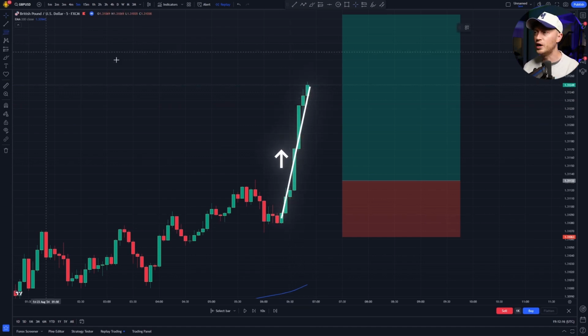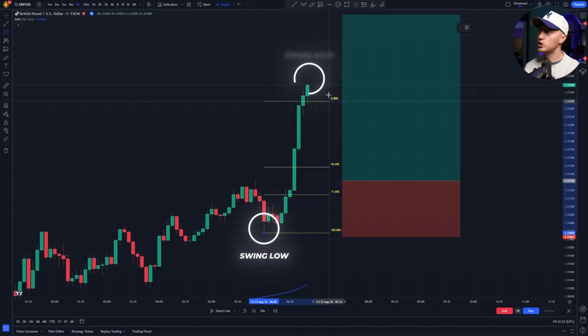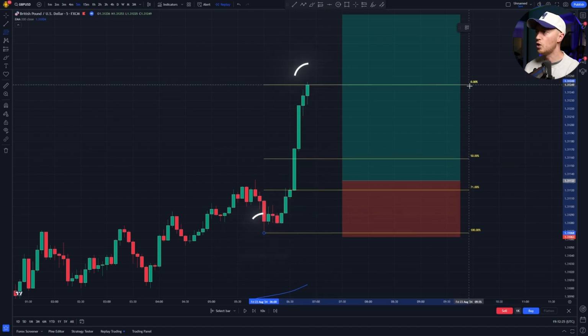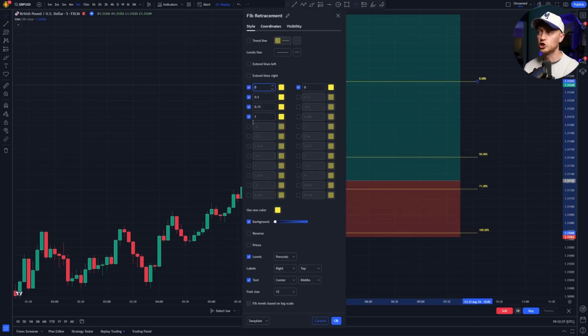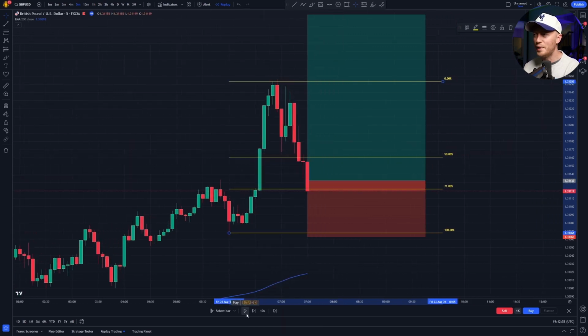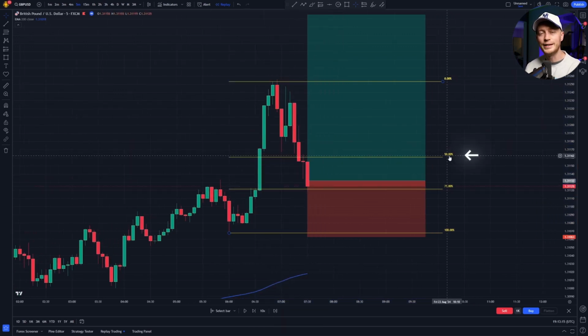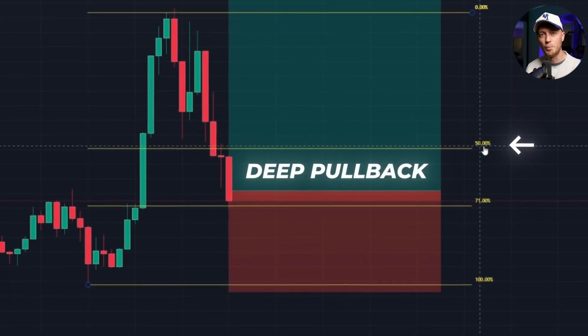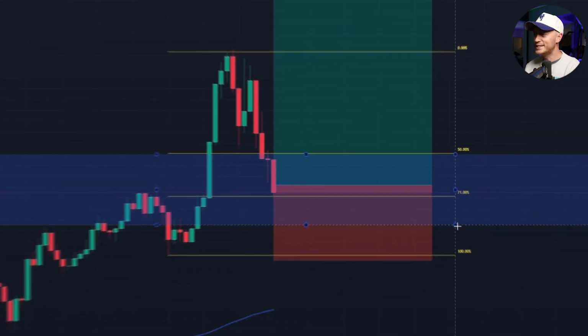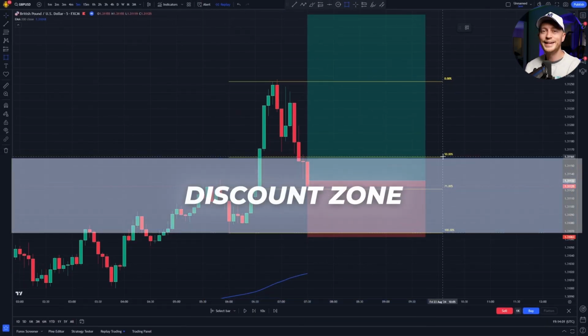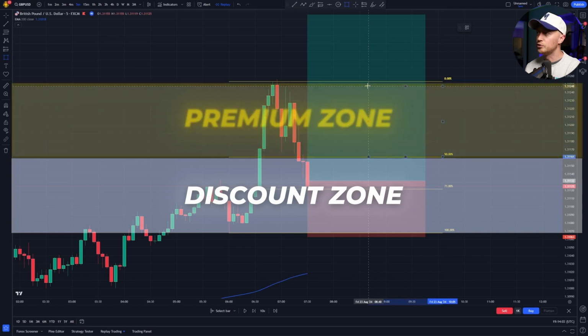Then we take our Fibonacci tool, draw from the swing low to this new swing high, and pull this over. If you double click on that, you can take a look at my settings. You could pause here and copy these if you like. Then we want the price to pull back. Anything under the 50 level right here is considered a deep pullback. This area right here is considered our discount zone. And anything above that 50 is the premium zone.